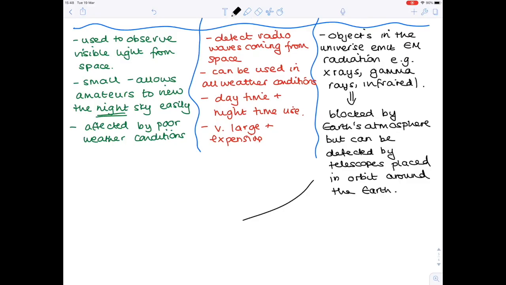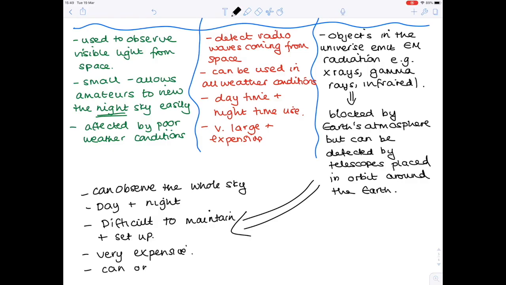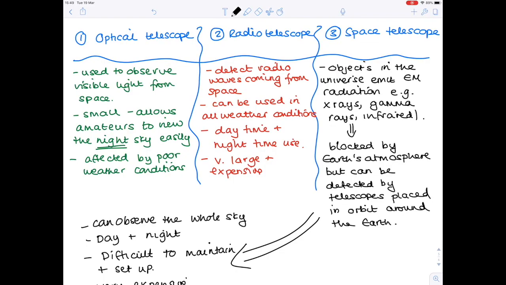Running out of space here, so I'm just going to carry on chatting about space telescopes down here. So they can be used to observe the whole sky. They can be operated both during the day and night. Clearly they're going to be very expensive, and they're actually quite difficult to set up. And because they're in orbit in space, we can't go and fix them if they break. Only astronauts can fix them. So properly trained space people.